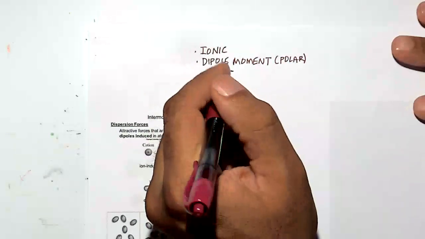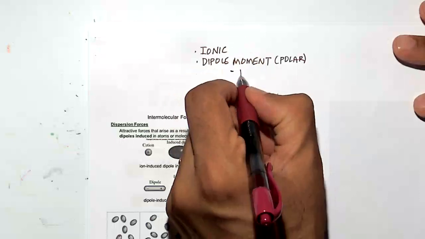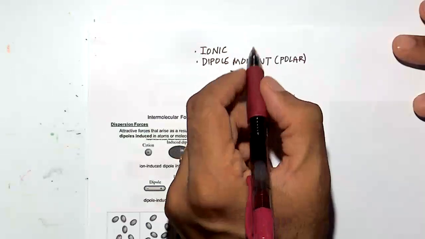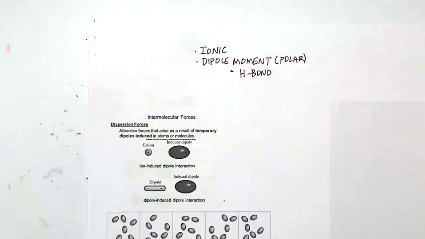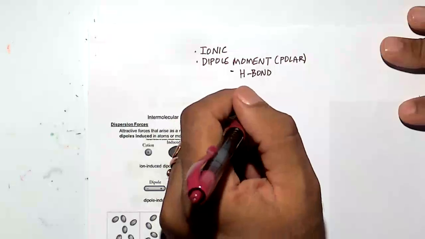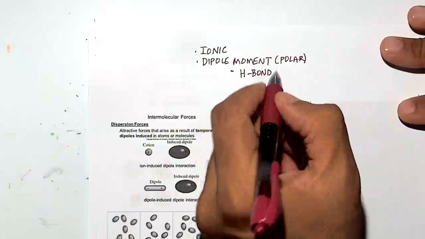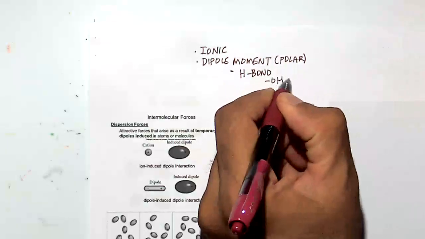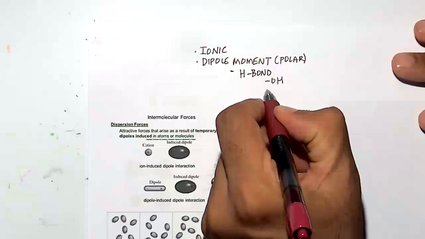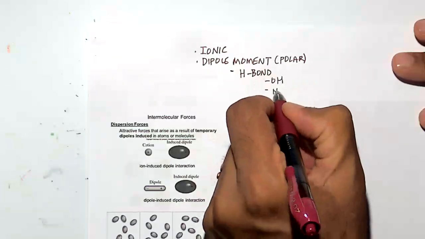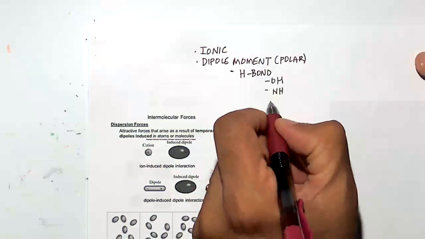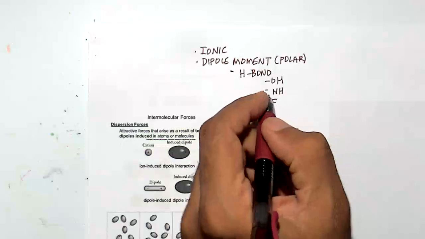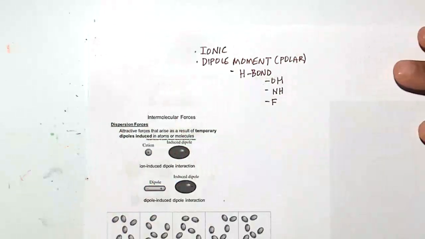And then within the subgroup of the dipole moment polar molecules, we have those that are polar, but they can also hydrogen bond. This is a very big deal, especially if you take biochem or the other chemistry classes, or more the biology side, hydrogen bonds. So for a hydrogen bond, we're going to look for an OH, hydrogen bonded to another hydrogen. We're looking for an NH anywhere in the molecule, hydrogen bonded to another hydrogen, and then we're looking for a fluorine, hydrogen bonded to another hydrogen.